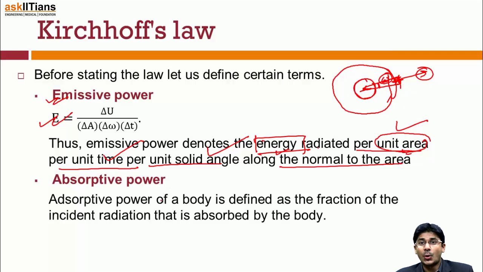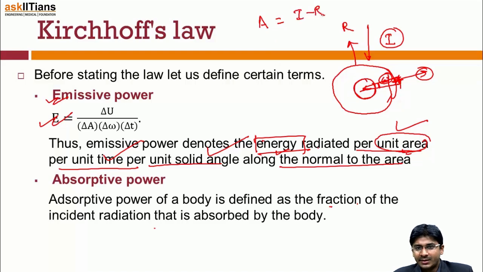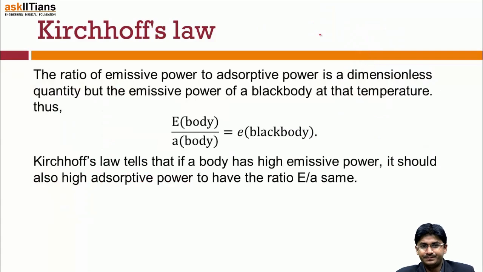Okay. What is absorptive power? Absorptive power of a body is defined as the fraction of the incident radiation that is absorbed by the body. Now if there is incident radiation I, and what is reflected is R, what is absorptive power? Absorptive power will be I minus R by I. This is the absorptive power. It's the fraction of the radiation that is being absorbed. That will be the absorptive power.